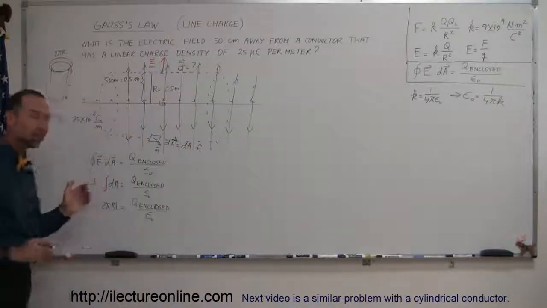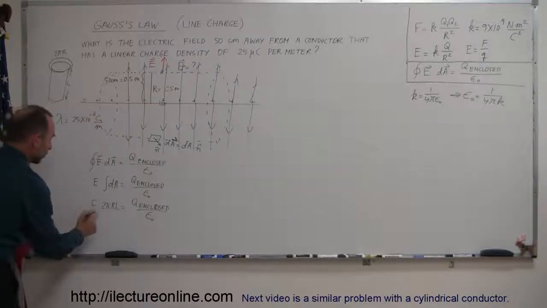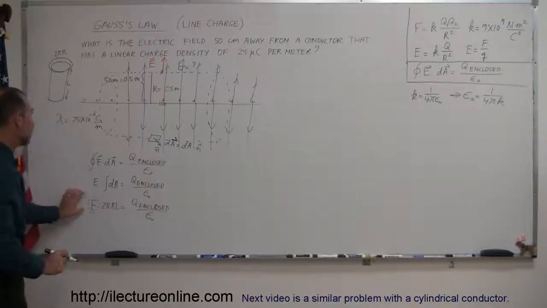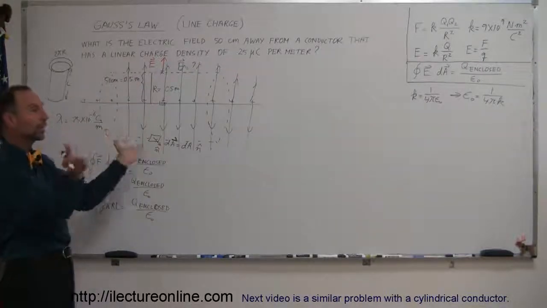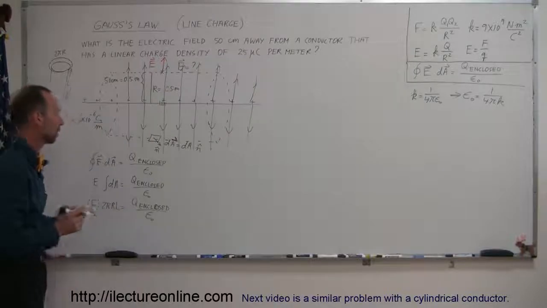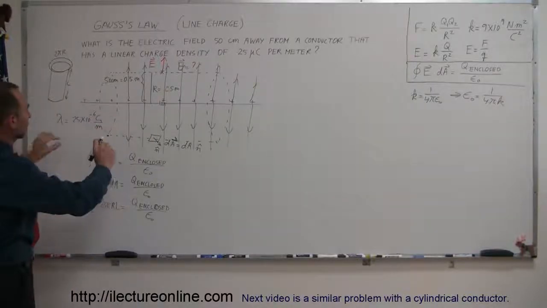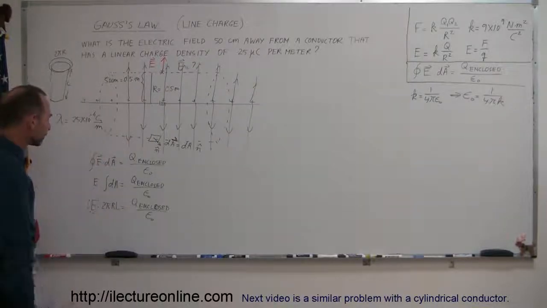And now you can kind of see the strategy here. Ultimately, what we're looking for is this amount right here. We're looking for the magnitude of the electric field. The direction, of course, is always radially outward from this particular wire or conductor that has this charge on it.